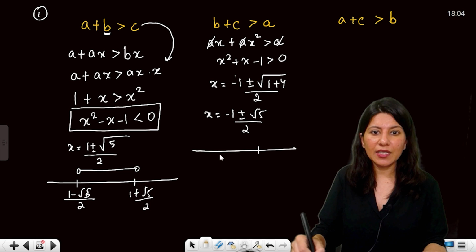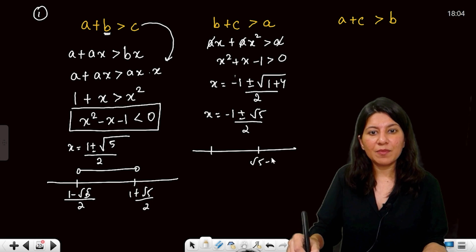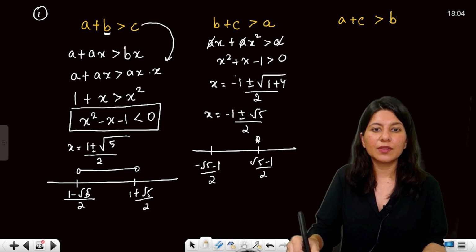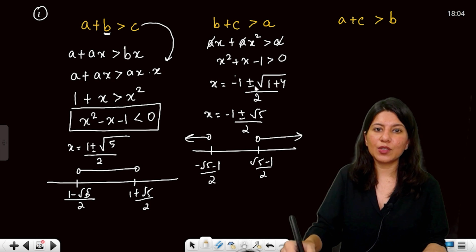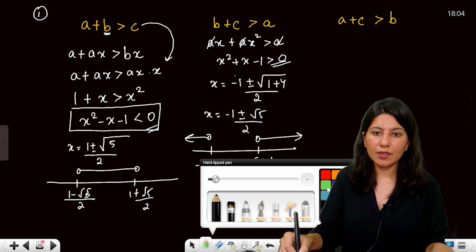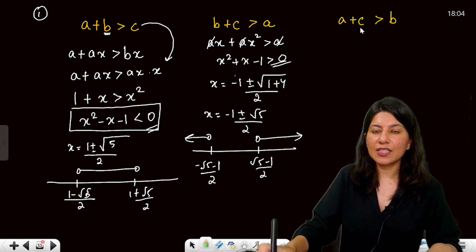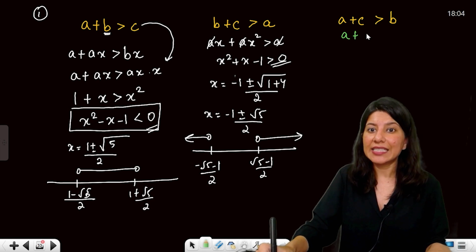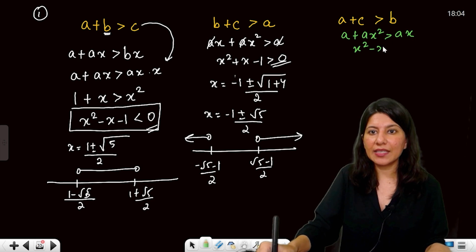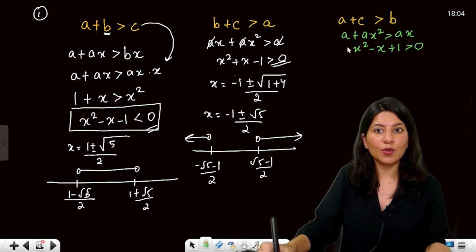So this is going to be root 5 minus 1 by 2 and minus root 5 minus 1 by 2. This is like that because greater than is there. Here less than was there. That's why the wavy curve is becoming like this. Now a plus c greater than a, c is ax square greater than ax. So x square minus x plus 1 greater than 0.